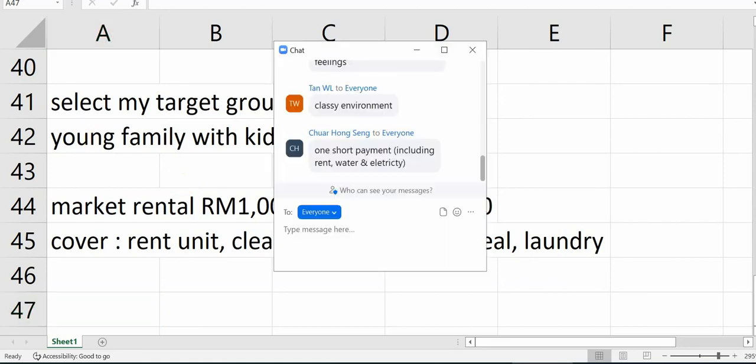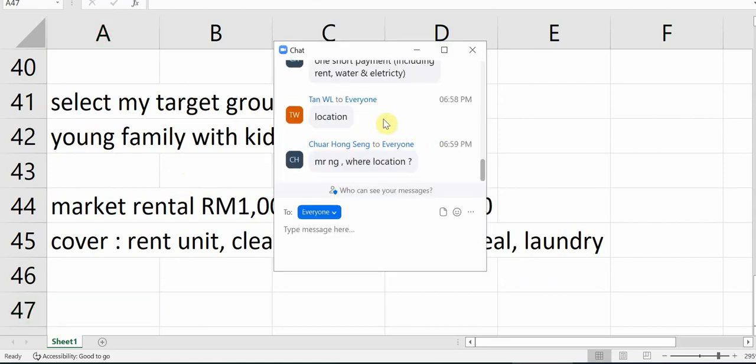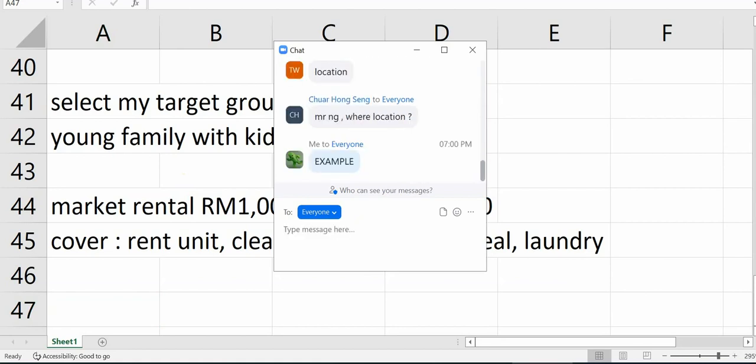So I think this is one of the good selling point, but I already have some location. No, I mean they're asking for location of the thing. Where location? Oh, okay. This is just an example, okay? Don't take it so seriously, lah. Just an example.